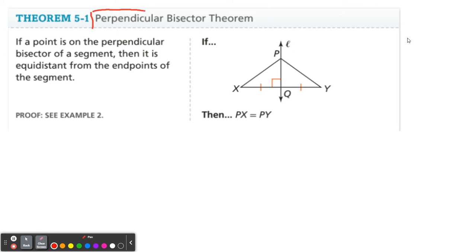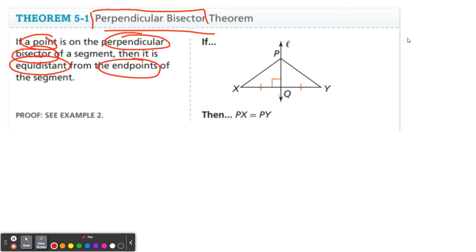What a name, right? Perpendicular bisector theorem. It says if a point is on the perpendicular bisector of a segment, then it is equidistant from the endpoints. So if the point is on the perpendicular bisector, then it's equidistant from its endpoints. So again, up here, we are being told that L is the perpendicular bisector of segment XY. So therefore, the distance that P is from X is the same as the distance that P is from Y.